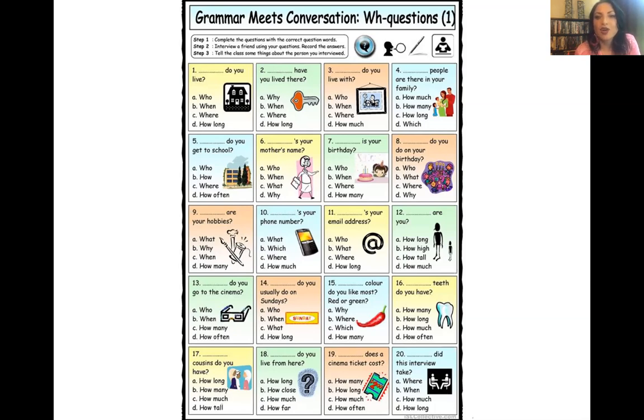Number 7, who is your birthday? When is your birthday? Where is your birthday? How many is your birthday? You would say, when is your birthday? Some people will say, how many is your birthday to little children? And they'll say, 4. How many is your birthday? 3. But you would want to say, when is your birthday? How old are you? Remember, we ask this to small children, not adults.